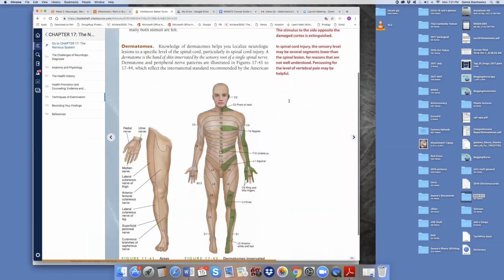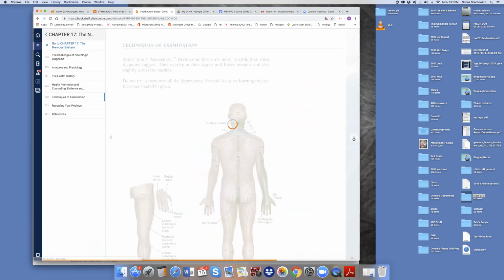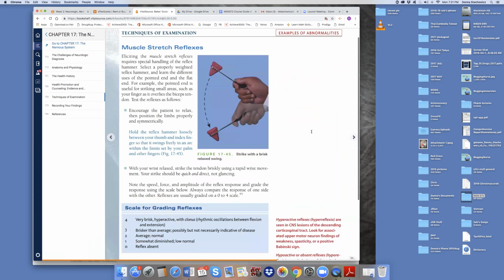So dermatomes, you don't need to memorize every single one of them, but the ones shaded in gray on my screen are the important ones to pay attention to. And then finally, the reflexes.